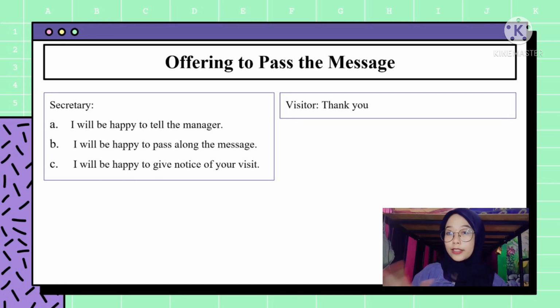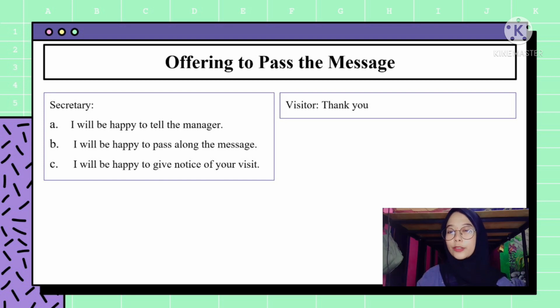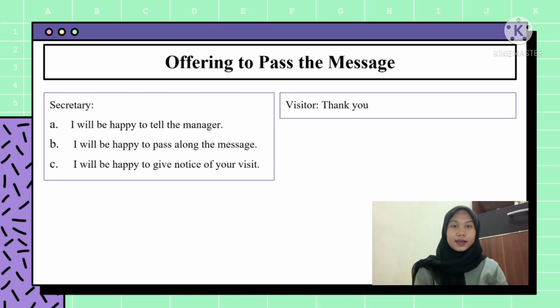This is what I would say if I am the secretary. "I will be happy to tell the manager. I will be happy to pass along the message. I will be happy to give notice of your visit." My answer if I ask a visitor. "Thank you."